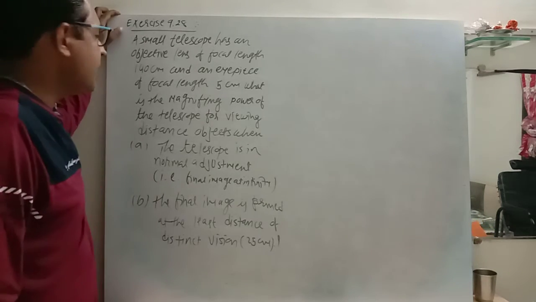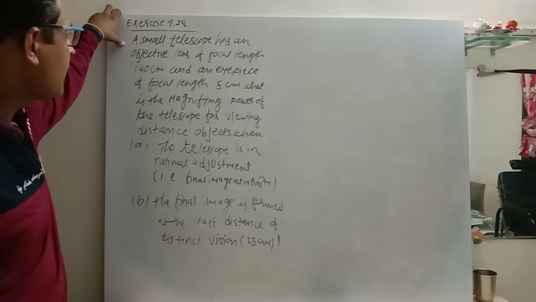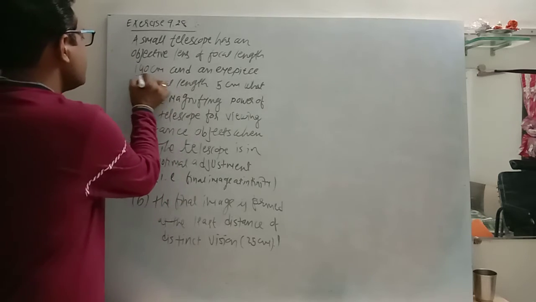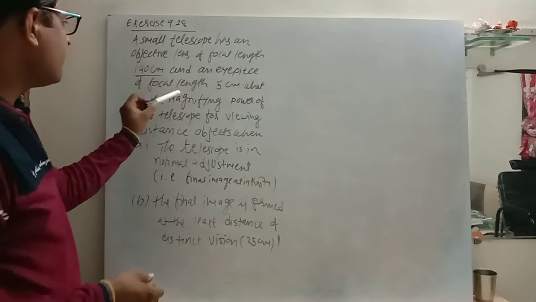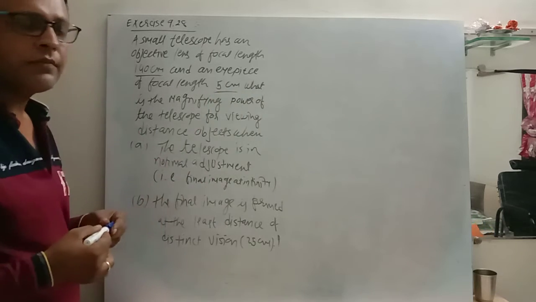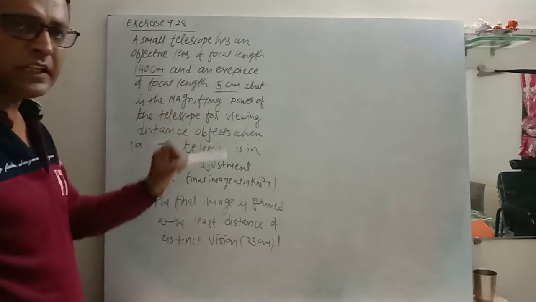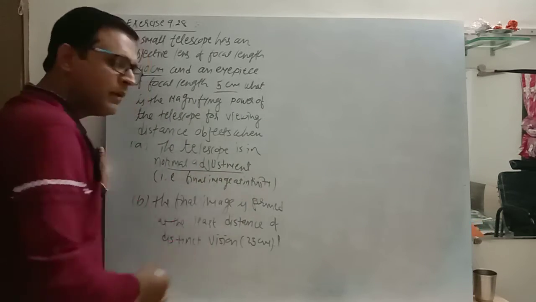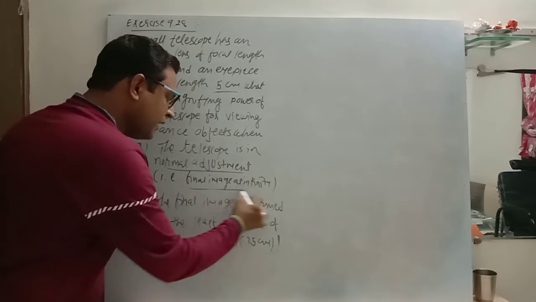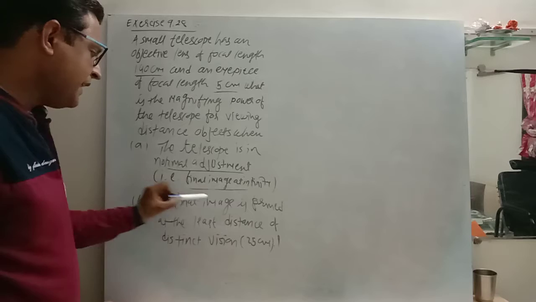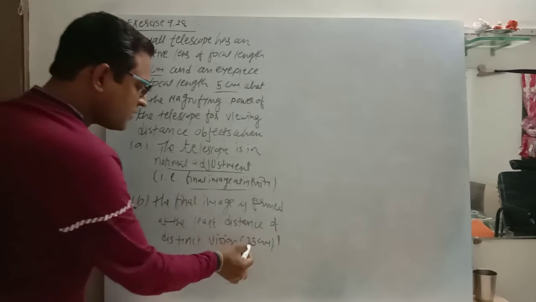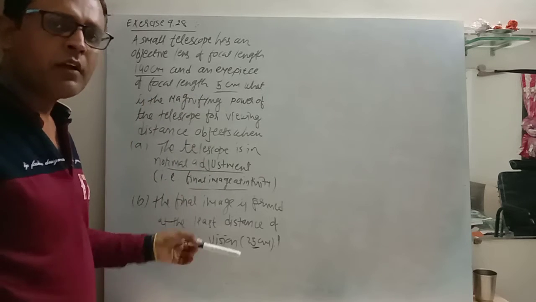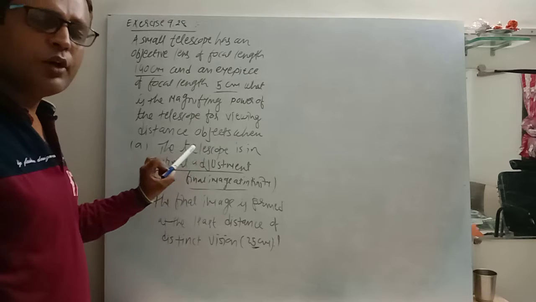Now for the exercise 9.28, the question: a small telescope has an objective lens of focal length 140 centimeter and the eyepiece of focal length 5 centimeter. Then what is the magnifying power of the telescope for viewing the distant object when telescope is in the normal adjustment? That means final image at infinity, and the final image is formed at the least distance, that is 25. मतलब हमें करना है magnifying power for the telescope whenever it is in normal vision.